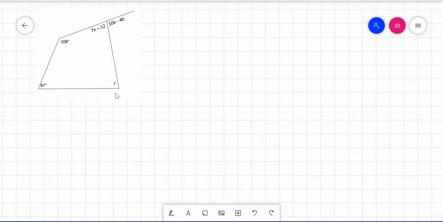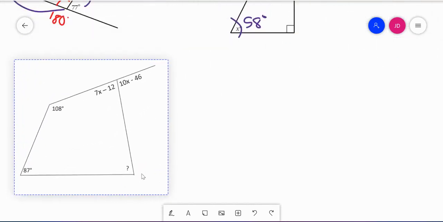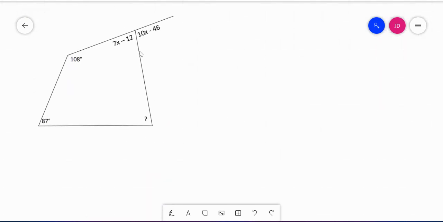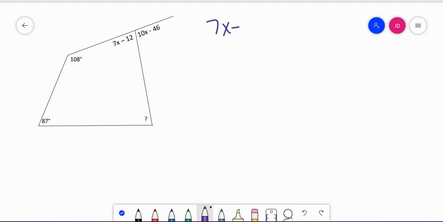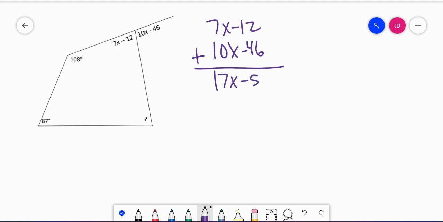Let me make this a little bigger so you guys can see it. Right here, we have a linear pair. They form a straight line. So I'm going to add those together to equal 180 degrees. So 7x minus 12, I'm going to line them up vertically, plus 10x minus 46, equals 180 degrees. Negative 12 and negative 46, all good there.